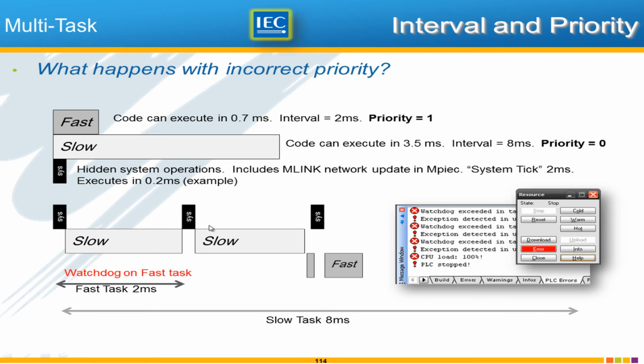It maybe could have gotten done after a couple scans here, but this is not acceptable, and you get a watchdog. And so the problem here is not that you have too much code in the fast task. The problem here is that the priority is set wrong. And so I hope this is a good illustration to show how we need to pay attention to the interval and the priority when we're setting up multiple tasks when using IEC 61131.